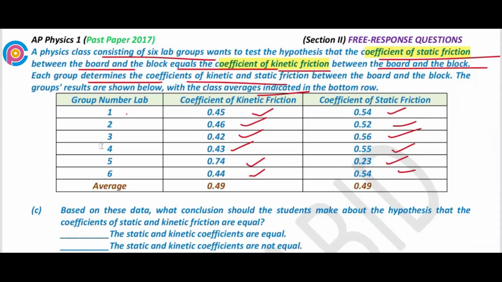If you consider group number 5, that's the only one that differs, because in this case the kinetic friction is much greater as compared to the static. In all previous cases we have seen the static friction is greater as compared to the kinetic friction. Only here does the kinetic friction come out much greater than the static friction.